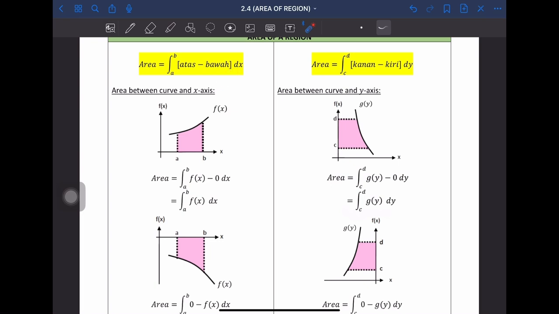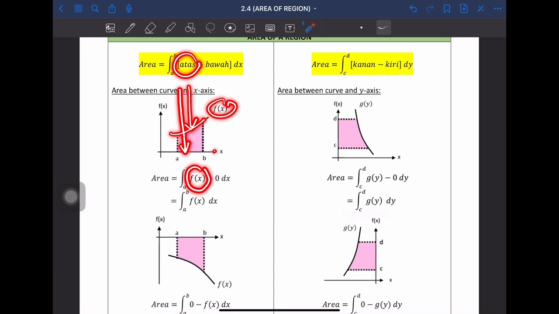So maksudnya daripada atas, kita akan sentuh area tu dulu kan. Kita akan sentuh area kita. So kita sentuh yang mana dulu? Kita sentuh fx dulu. So that's why I put fx here as function atas. And then kita teruskan. Ini kita akan tolak function yang bawah. Meaning daripada atas tadi sambung, kita akan jumpa area yang hujung pula.